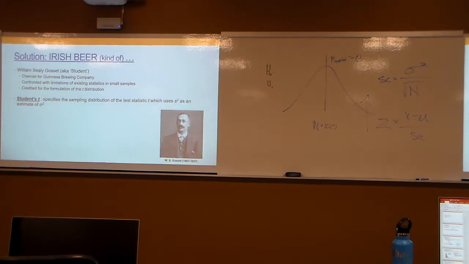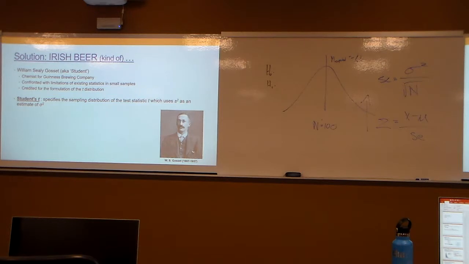Okay. So the solution. William Sealy Gosset, chemist for Guinness Brewing Company, working with basic chemistry types of things, trying to figure out small sample stuff, right? Because I don't want to have just massive production of beer because then it's all going to be bad and I'm going to waste it all. And so I'm trying to run statistics using small samples. But the problem is my small sample stuff is all out of whack because I'm rejecting the null too much.